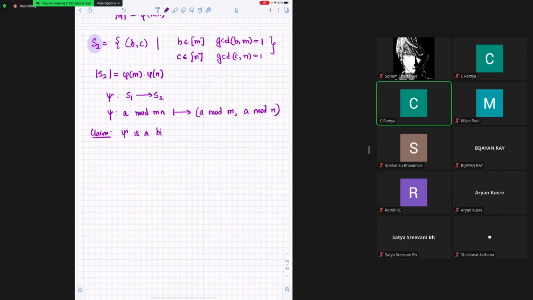So for this, I have to argue two parts, right? First, it's one-to-one, and then it's onto. Suppose I have two elements a1, a2, both in the set S1. Right? a1 is not equal to a2, and both their images are the same. What can you say? So they go to the same element in S2.